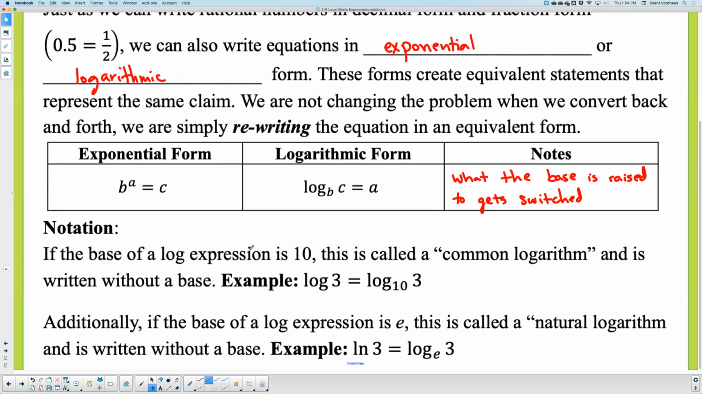Some weird little things you'll see is that if there's a base of 10, they're not actually going to write the base. So if it says log 3 and you don't see a little number there for the base, that means the base is 10. Okay. So if you do not see a base, what is the base?